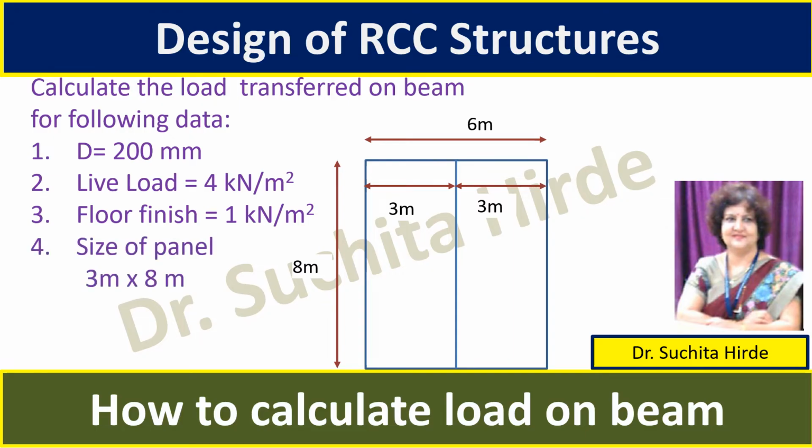Now this size of panel is 3 meter by 8 meter. So Ly by Lx is greater than 2. Therefore it is one-way slab. So now let us see how to calculate the load on beam when the beam supports one-way slab. Because of central beam, the slab will act as one-way continuous slab. Now let us consider there are two panels of this one-way continuous slab, that is S1 and S2. And let us see how to calculate the load transferred from this slab S1 and S2 on central beam.